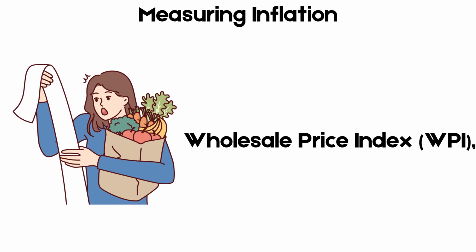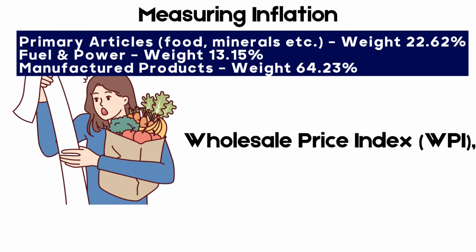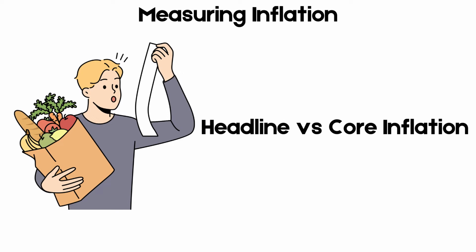Wholesale Price Index tracks price changes of goods at the producer wholesale level before reaching retail markets. In India, WPI tracks prices for primary articles, fuel and power, and manufactured products. The WPI monitors prices at the first stage of transaction, acting as a leading indicator of future retail inflation. Additionally, core inflation strips out volatile food and energy components to capture the underlying trend, guiding monetary policy decisions.